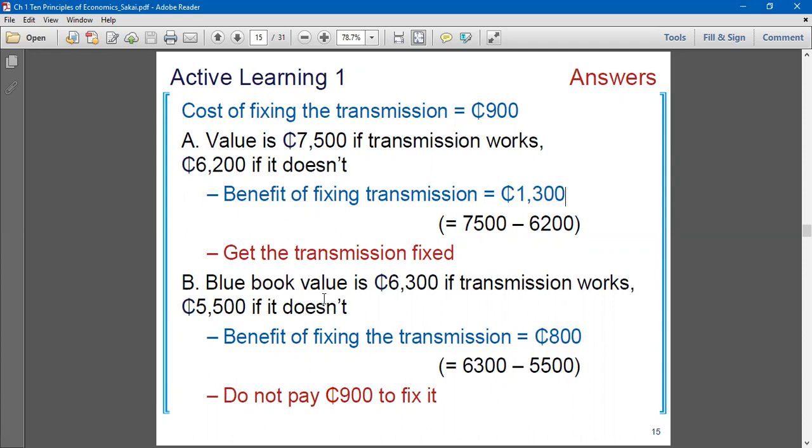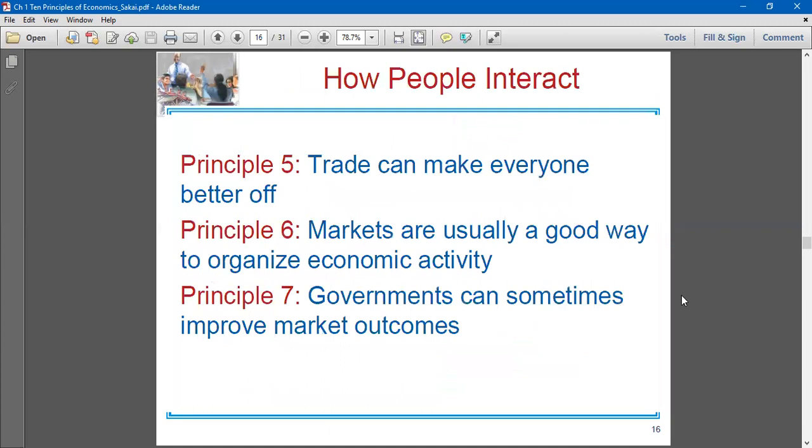Let's look at the second scenario. If you fix it, you get 6,300 Ghana cedis. If you don't, you get 5,500. So the benefit of fixing the transmission is 6,300 minus 5,500, which is 800. That is the benefit, but the cost is 900. So the cost is more than the benefit, so don't fix it at all. Just sell it and get the 5,500, because not fixing it is better than fixing the transmission. Is that okay? That was just a practical example.